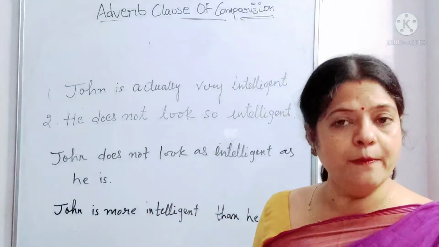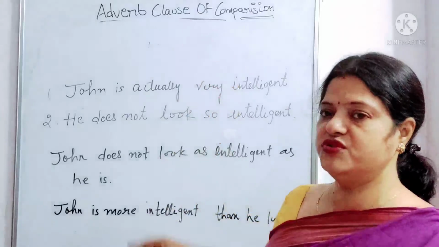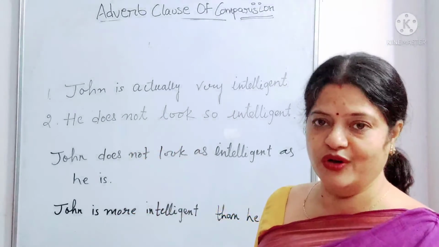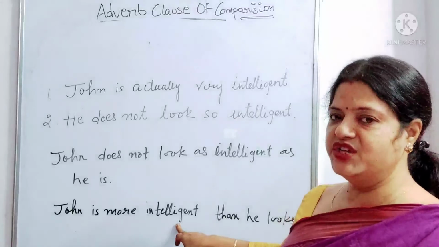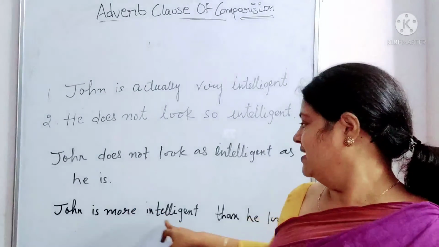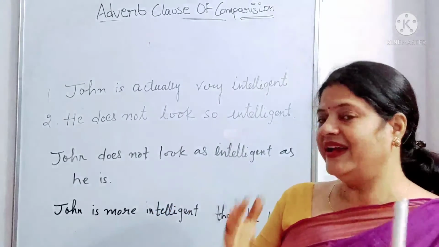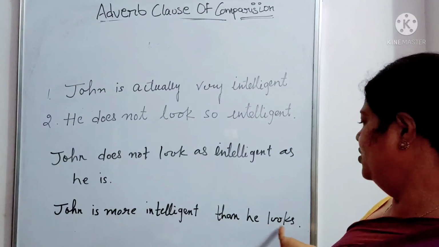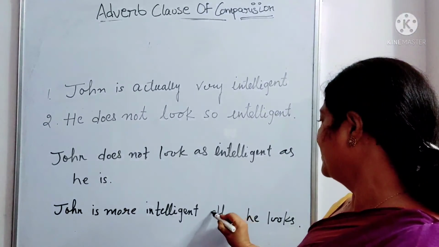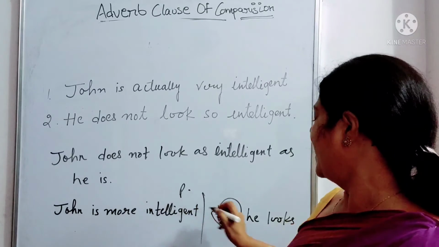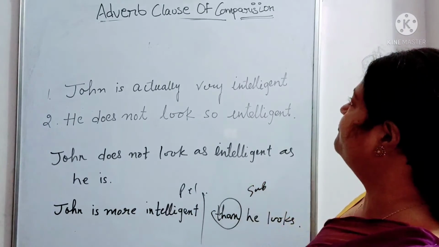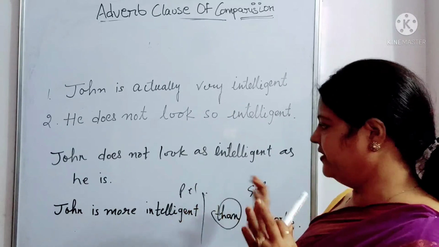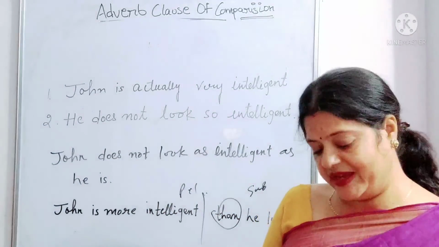And if we want to make it comparative degree, or we want to compare these two sentences, that he is actually very intelligent but he doesn't look so intelligent, we can use the conjunction than also. So it would be John is more intelligent. Why have we used more here? Because intelligent is a polysyllabic word. That is why we have used more before it. John is more intelligent than he looks. Okay, then we are using this conjunction than, and than he looks. So from here we have the P clause, and this is a subordinating adverb clause of comparison of degree, which is connected with this principal clause to make it a complex sentence.